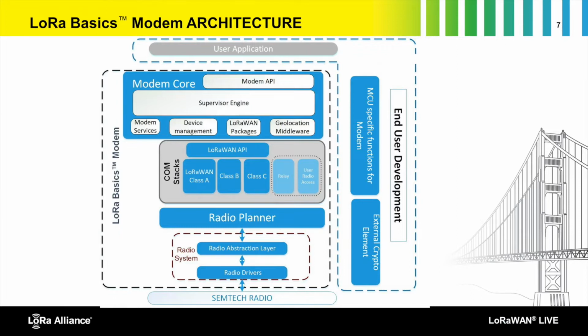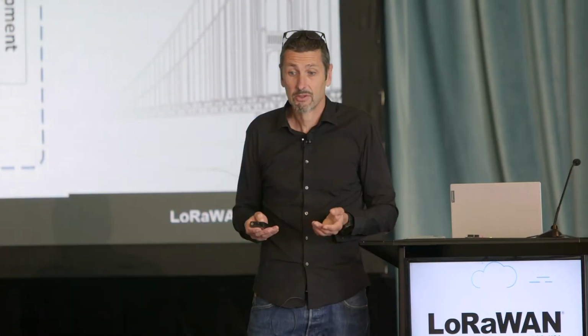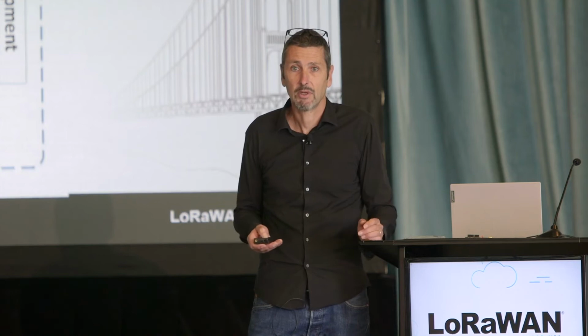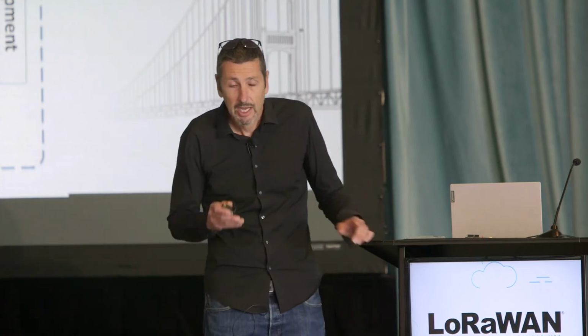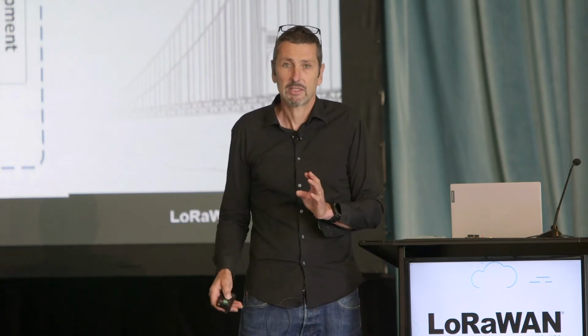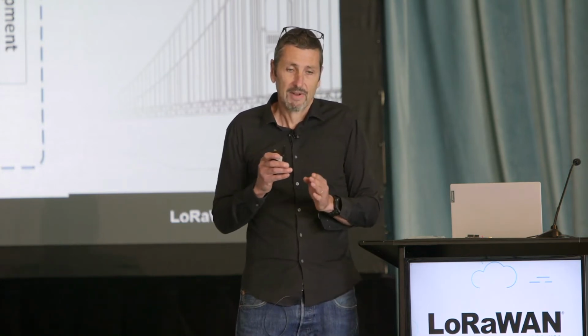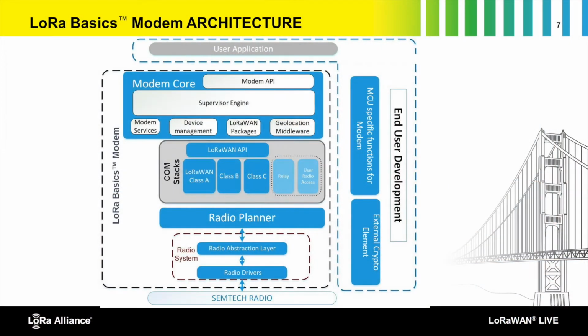So you can see that the implementation of class C is maybe less than 1 KB in the LoRa Basics Modem. And you can easily interleave it just after transmission, just after RX1. If you put it inside class A without the radio planner, it would be a big mess, due to the fact you have to manage a state machine with after transmission and so on. Exactly the same thing for class B.